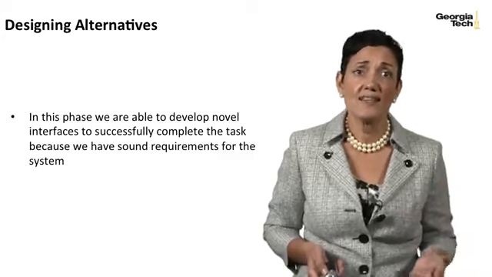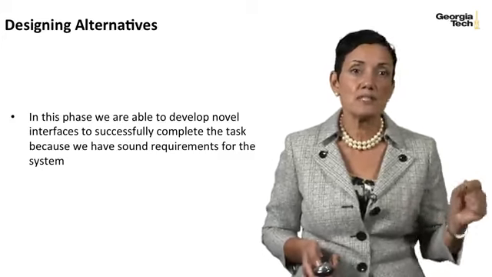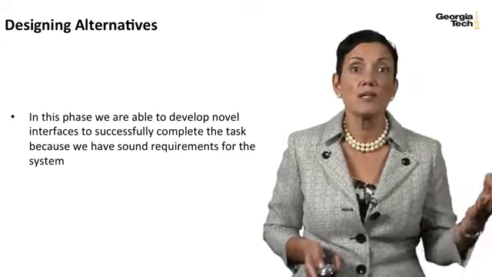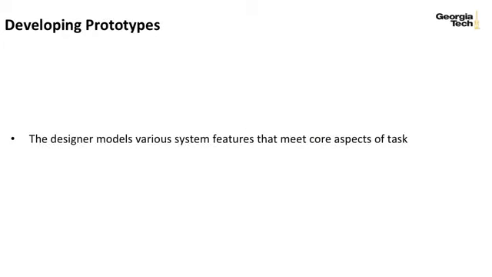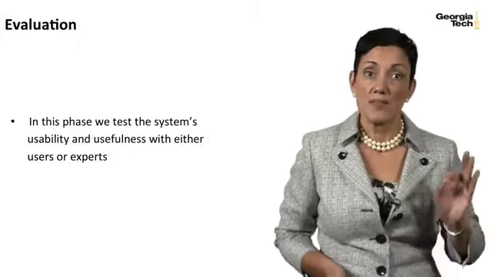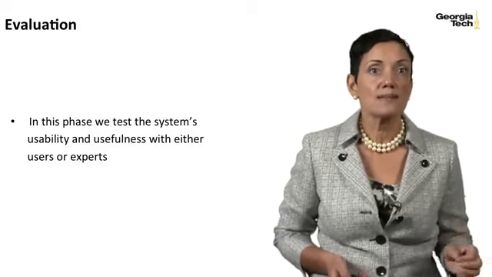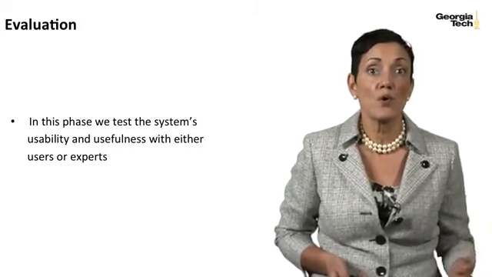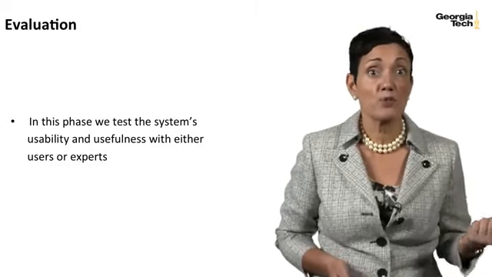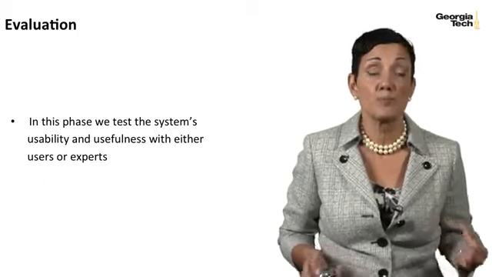In the second phase, designing alternatives, we are able to develop novel interfaces to successfully complete the task. In the third phase, the designer takes the best designs from phase 2 and actually builds models or prototypes that the user will be able to engage with. These models meet core aspects of the task. In the fourth phase, we take one of the designs from phase 3 and we actually test the system's usability and usefulness with either users or experts who can provide us with feedback about how to improve the system.